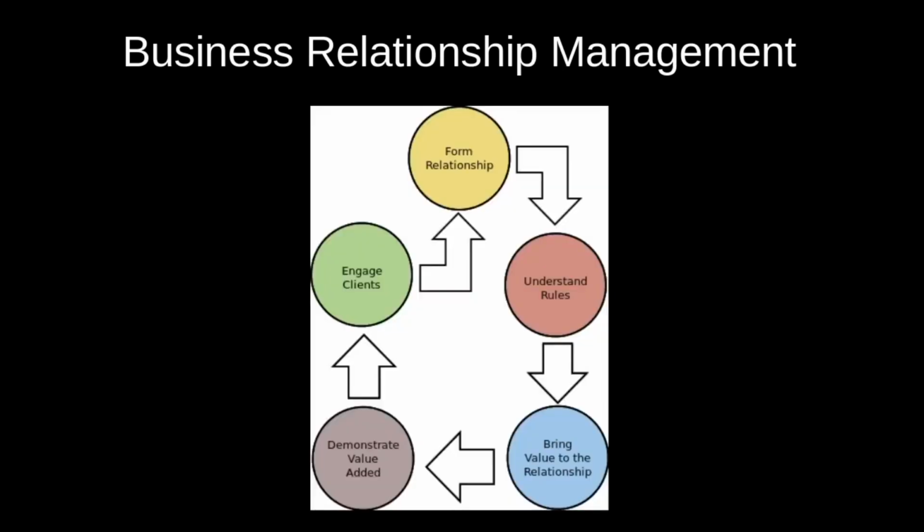Here's kind of a model that I came up with of the business relationship flow. It starts with engaging your clients. That's the green circle on the left, and that goes into forming the relationship. And then once you form a relationship, it's very important to understand the rules in that relationship, and it's key to building trust with a client, that they know and that you understand what is okay in terms of their data or their information to be asking about, what's appropriate and what is inappropriate.